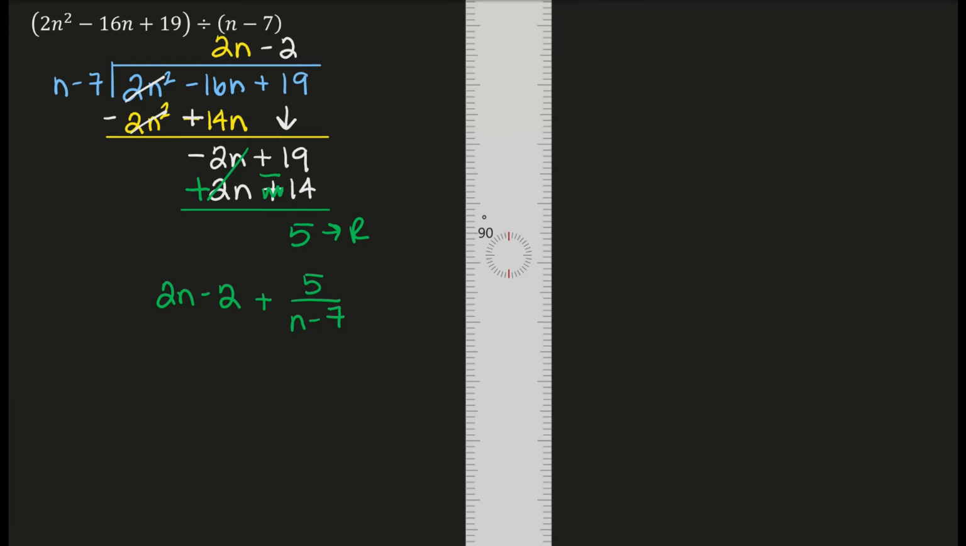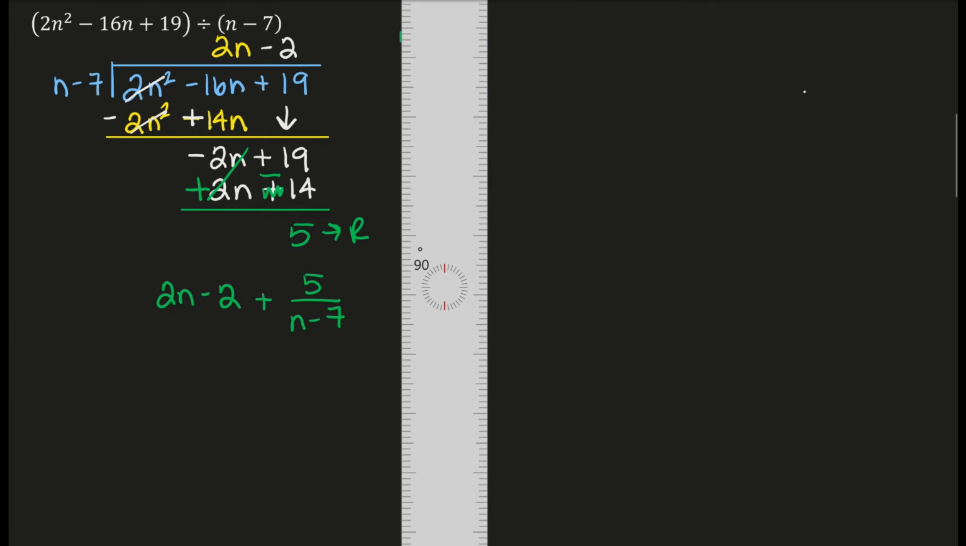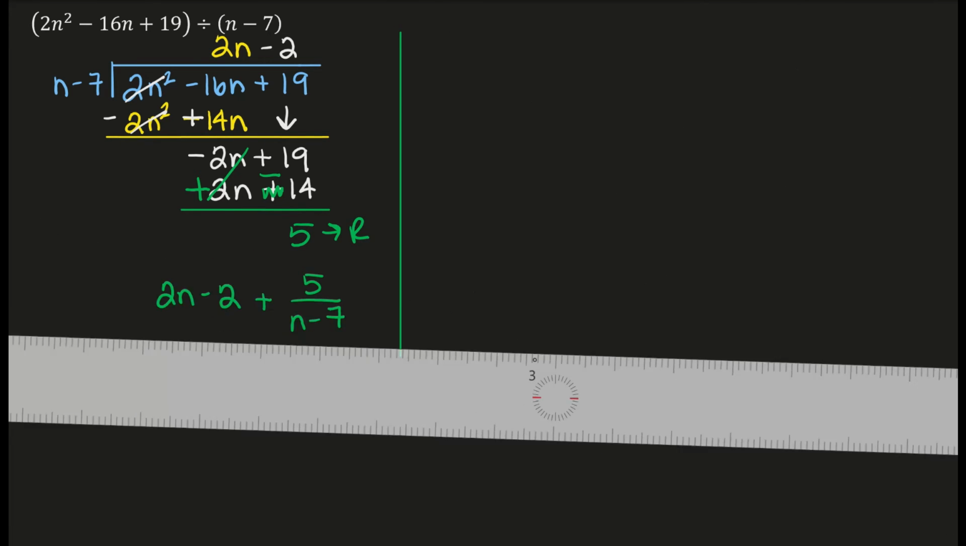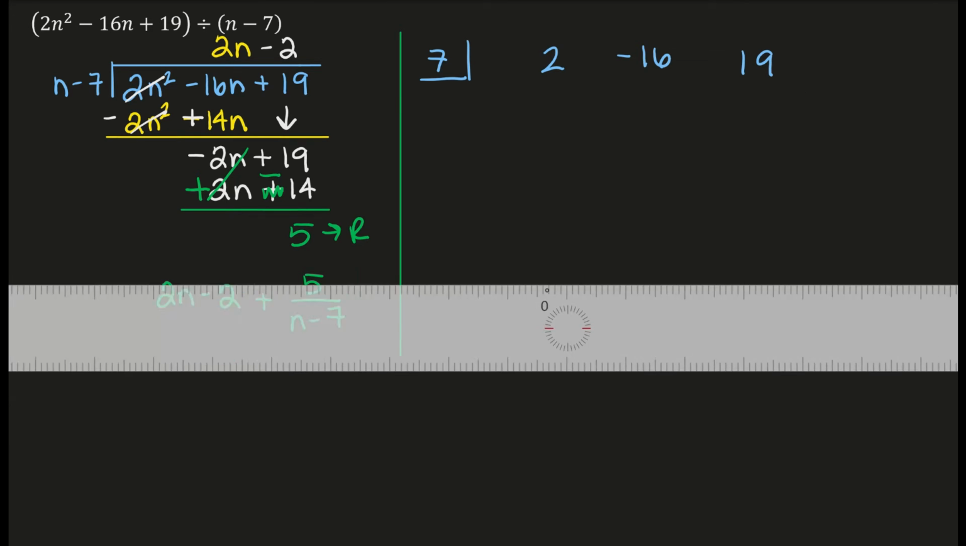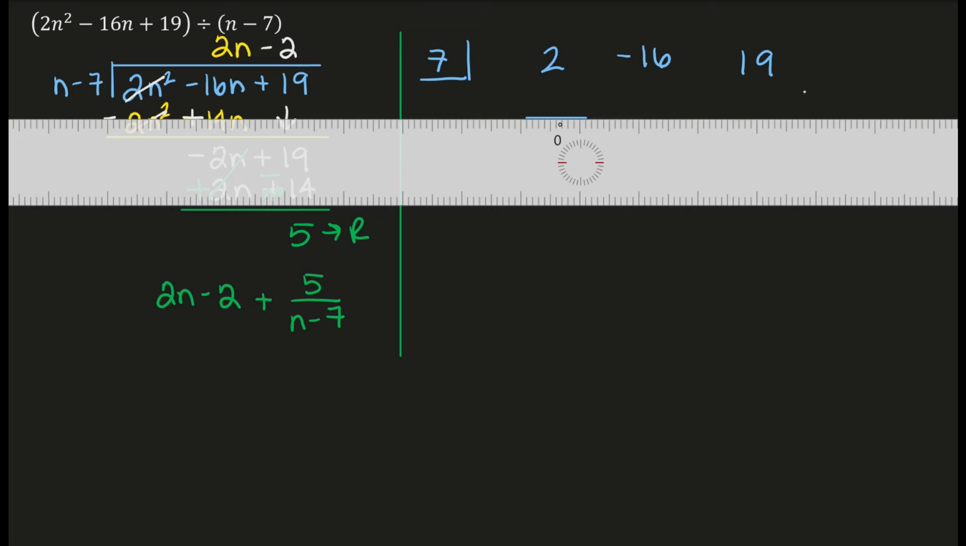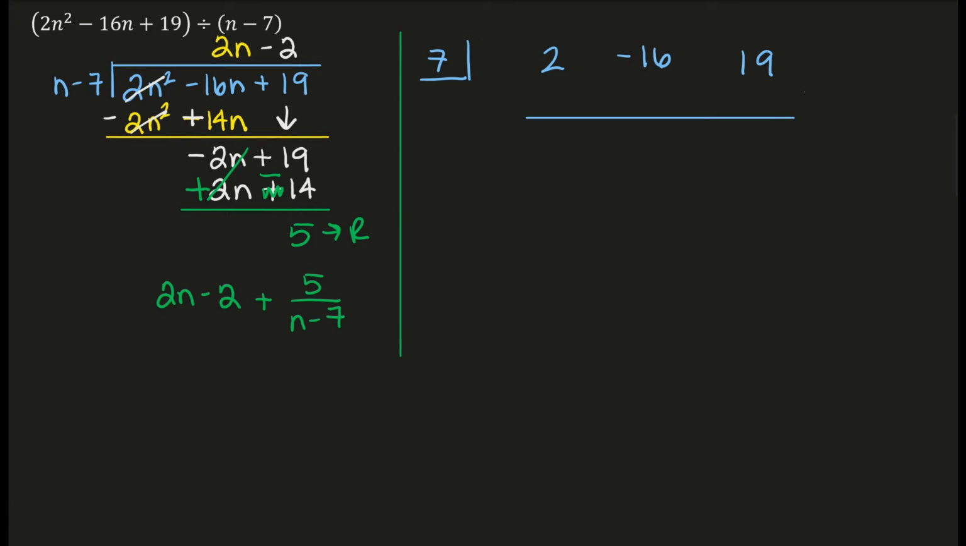So we'll see the same process over here, and this time we'll do it with synthetic division. So I'll take my n minus 7. I'm only going to be working with the 7. I'll go ahead and change its sign. So here it's positive 7, and I'm only working with the coefficients here. So I have 2, negative 16, and positive 19. So I'll come right here, I'll draw my line, and I will bring down the positive 2.